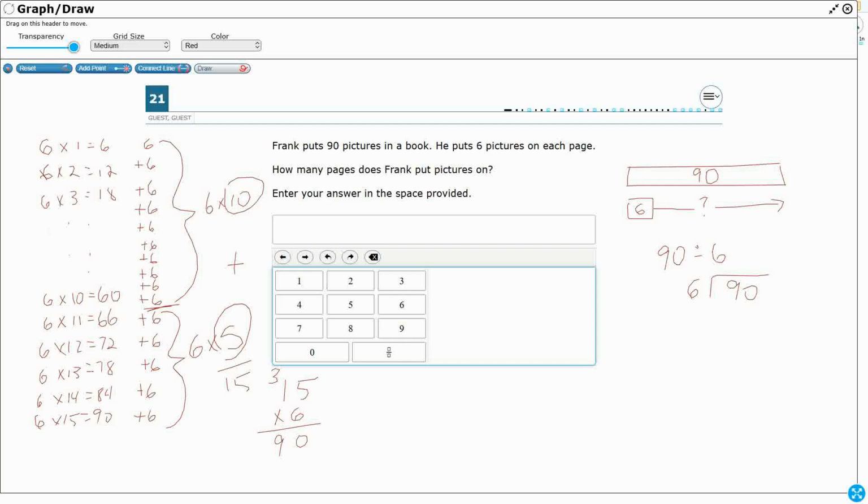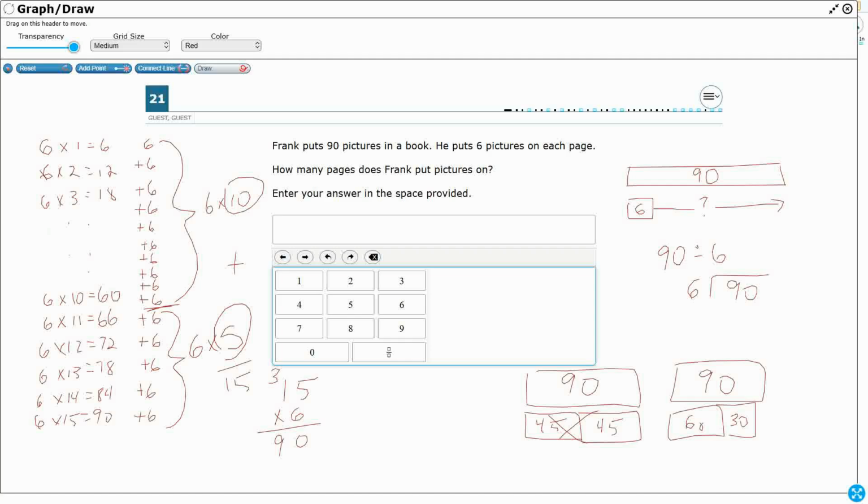Now, what I said is we could do this in multiple ways. We could take our 90 and we can split it into groups, right? So we can take our 90 and we can split it in half, right? So we can say 45 and 45. How many 6s go into 45? Well, 6 doesn't go exactly into 45, so that's not going to work. But what if we split it up in a different way? What if we went into a 60 and a 30?